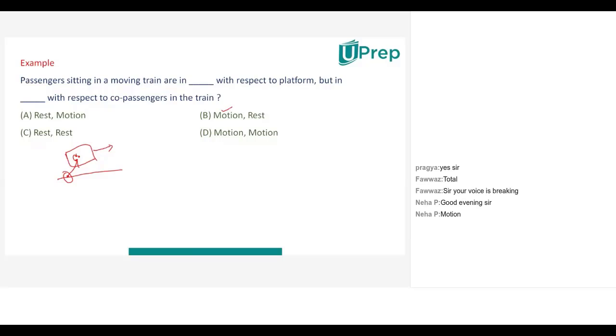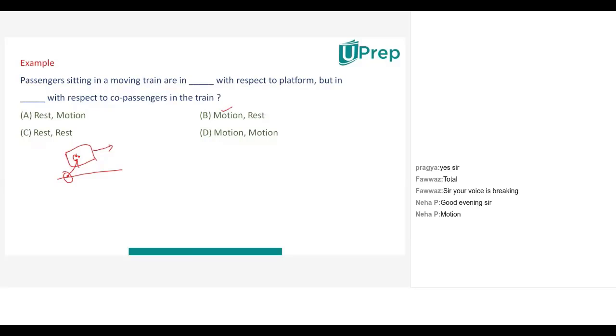Okay, I'm not asking about platform. See here, passengers sitting in a moving train are in dash with respect to platform. That means with respect to platform, the passenger in the moving train will be in a state of motion. But now co-passenger means you have to say with respect to one passenger. Co-passenger means who will be nearby to you, and that co-passenger will be in a state of rest or motion with respect to you. That you have to say.